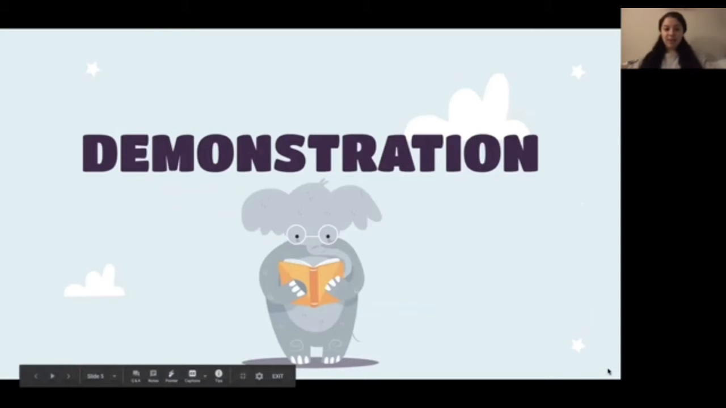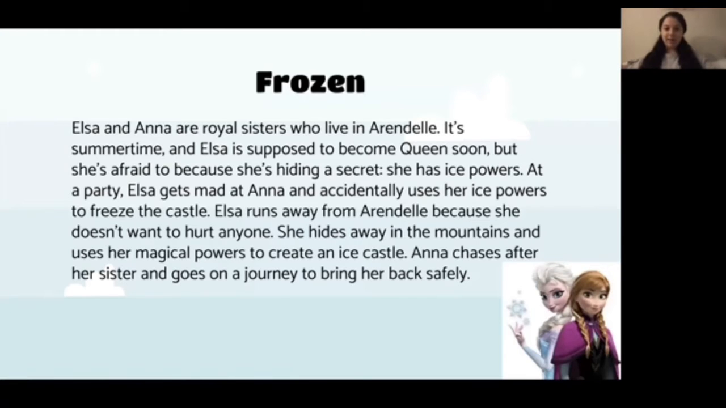In case you're not familiar with Frozen, let me tell you the story. Anna and Elsa are royal queens who live in Arendelle. It's summertime, and Elsa is supposed to become queen soon, but she's afraid because she's hiding a secret. She has ice powers. At a party, Elsa gets mad at Anna and accidentally uses her ice powers to freeze the castle. Elsa runs away from Arendelle because she doesn't want to hurt anyone. She hides away in the mountain and uses her magical powers to create an ice castle. Anna chases after her sister and goes on a journey to bring her back safely.